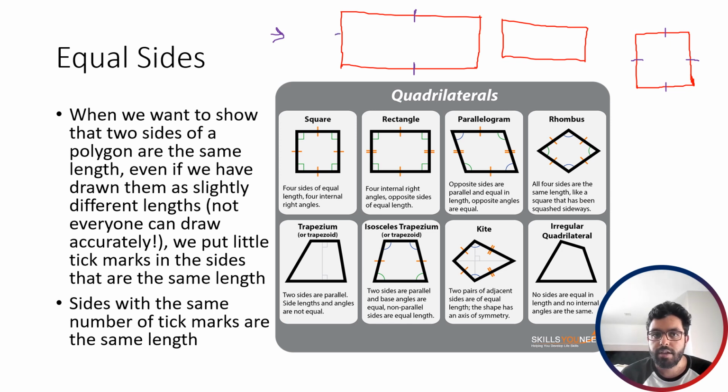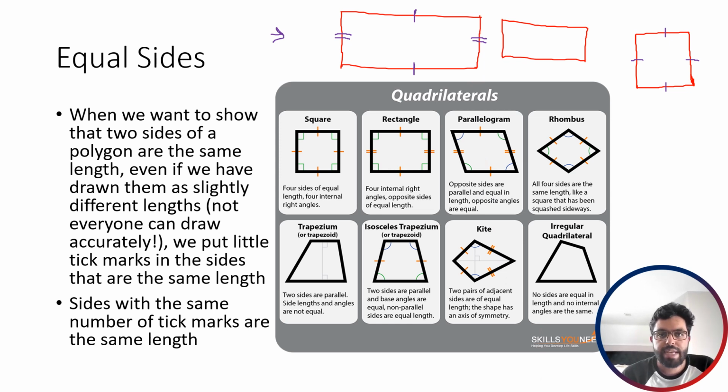So for that, I'm going to put a different number of tick marks. I'm going to put 2 tick marks in the left side, and 2 tick marks in the right side. So the sides that have 1 tick mark through them are the same length as each other. So the top and the bottom are the same length as each other because they've both got 1 tick mark. The left and the right side are the same length as each other because they've both got 2 tick marks, but the left side is not the same length as the bottom because they've got different numbers of tick marks. So that's how that works, and it's pretty straightforward.